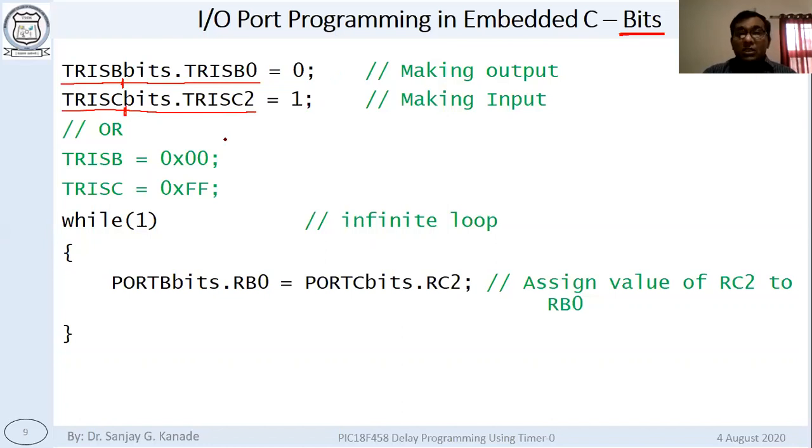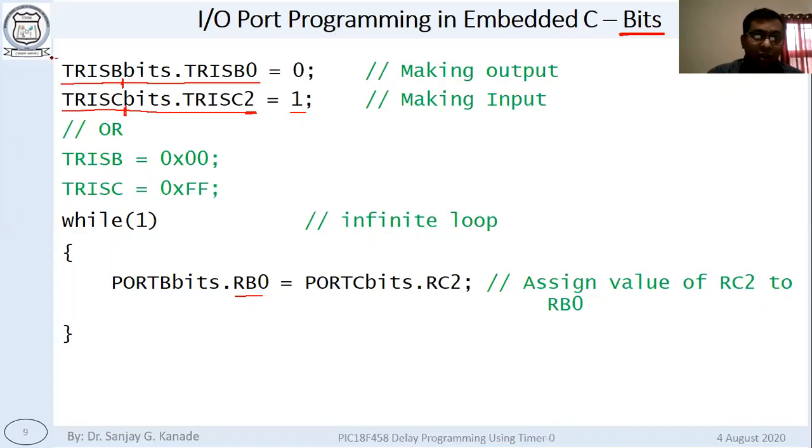And we said the sensor is connected to RC2. So TRISC.2 has to be made 1. Again, the syntax is the same. Name of the register followed by bits without any space, and dot, name of the bit. Bits are named in this way: TRISB.0, TRISB.1, TRISB.2, TRISB.3, TRISB.4, TRISB.5, TRISB.6, TRISB.7. Likewise, the port bits are named like this: RB0, RB1, RB2, RB3, or RC1, RC2, RC3, RA1, RA2, RA3, like that. The port bits are named R, the name of the port, and the number of the bit.